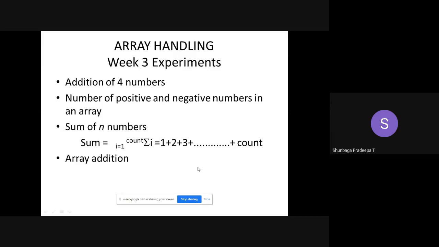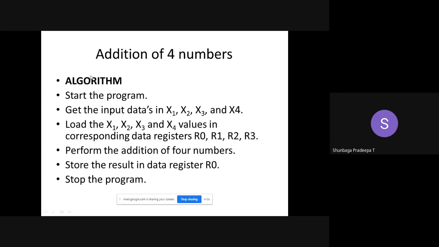So, this week we will discuss the handling of arrays in ARM Cortex. In array handling, we will first see how to add 4 numbers, then find the positive and negative numbers in an array, and we'll also discuss the sum of n numbers and array addition. So these 4 programs we will do this week. Array is nothing but a group of elements with the same data type. So here we will have only 32-bit numbers.